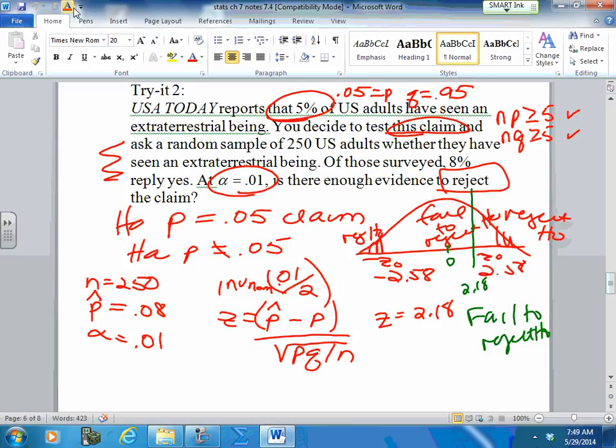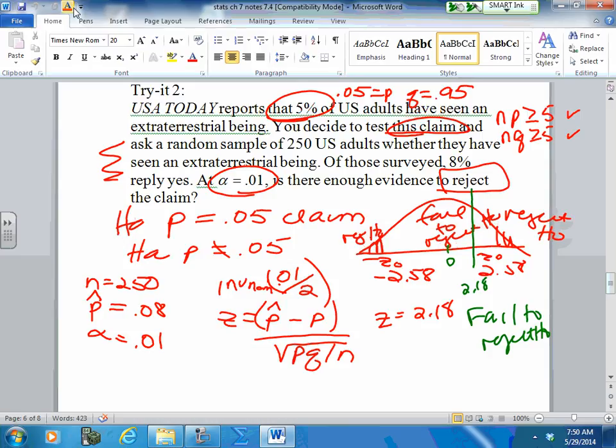Questions on any of this? The biggest thing I see, and I see this on the test, is you forget to divide that in half. If you're going to share it for 2 tails, divide it in half. Where it comes into play is when we multiply it by 2.